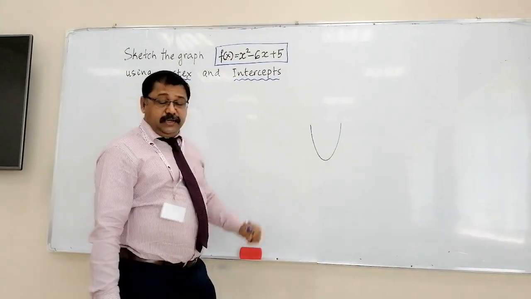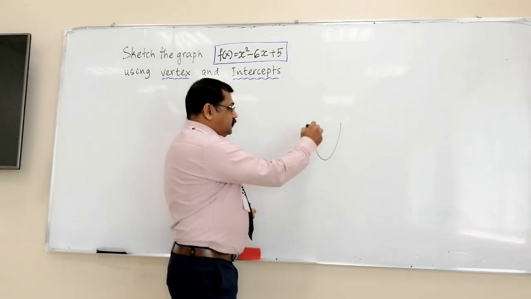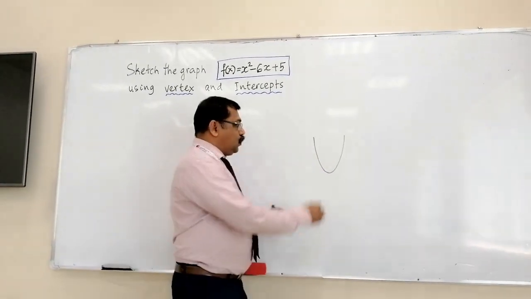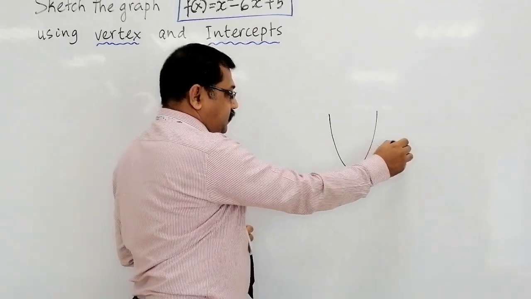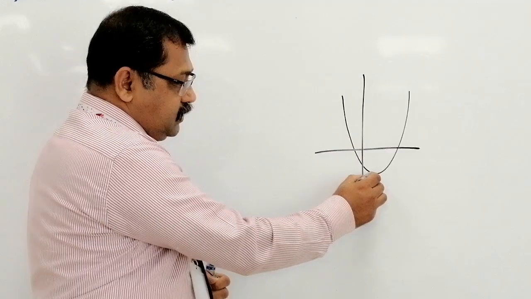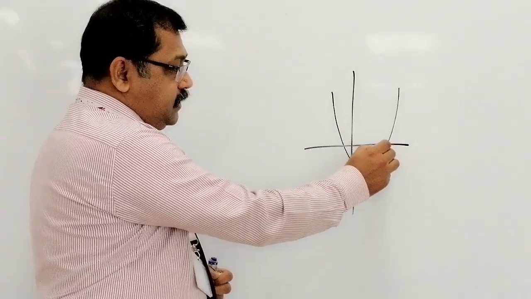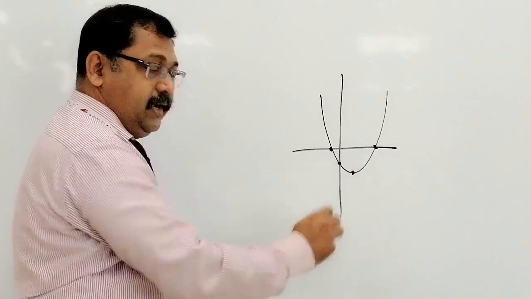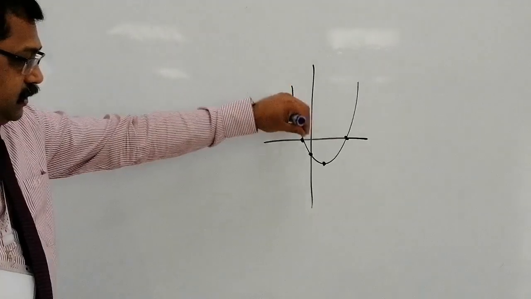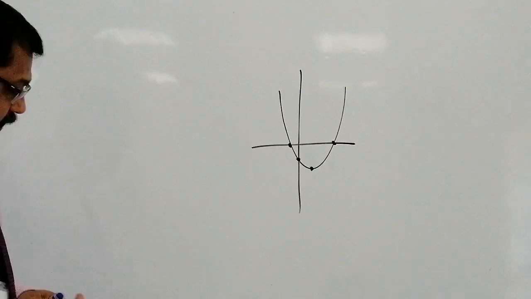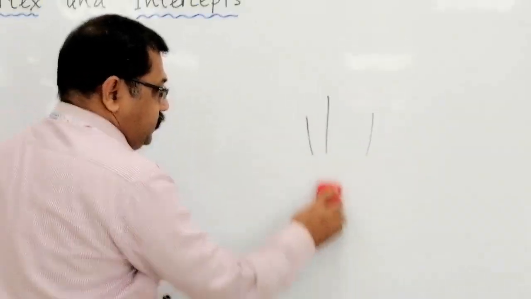We know a is positive here. What we are going to do is sketch the graph with the points, so we may get the graph in this way. Basically, we want to calculate where the vertex is, where the x-intercepts are, and where the y-intercept is. So we need to find these points, then you can complete the graph here. Okay, let's see how to get these points.